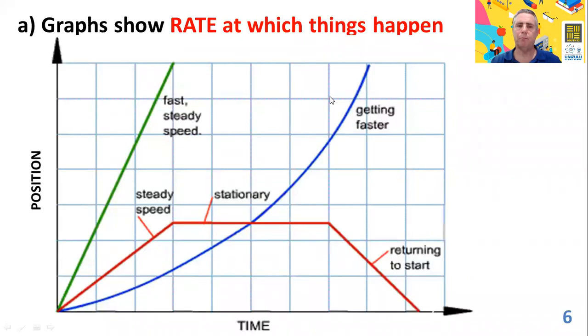Let's talk some more about this idea of a graph which shows the rate at which things happen. One example of this is just a position time graph. And of course, the rate of change of position with time is just the velocity. So the green graph shows something that's traveling fast, so the rate of change is fast. The red graph, something which is traveling more slowly. It's always graphed against time.